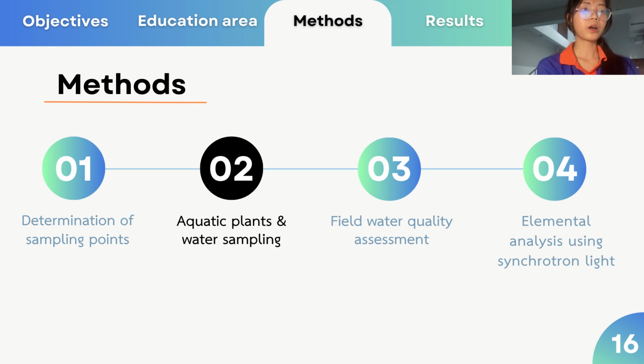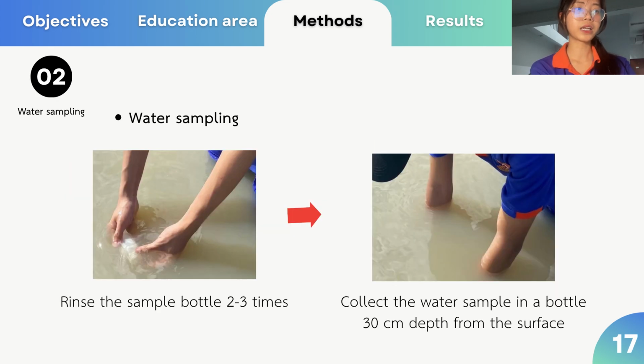Method Step 2. Aquatic plants and water sampling. 1. Water sampling. We need to rinse the sample bottle 2 to 3 times. Then collect the water sample into the bottle 30 cm deep from the surface. Then screw the lid on tightly.